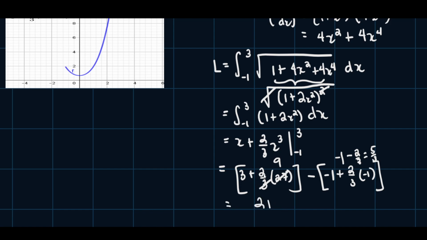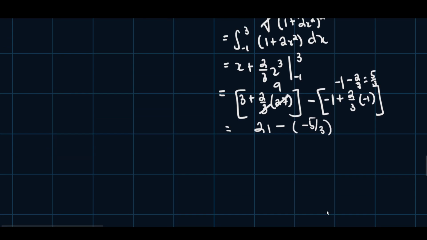Sorry, 3 plus 2 times 9, 21, minus negative 5/3. 21 minus negative 5/3 will give us 63 plus 5 over 3 or 68 over 3 units.